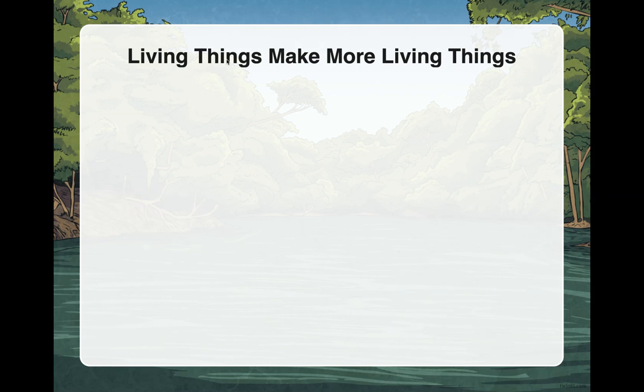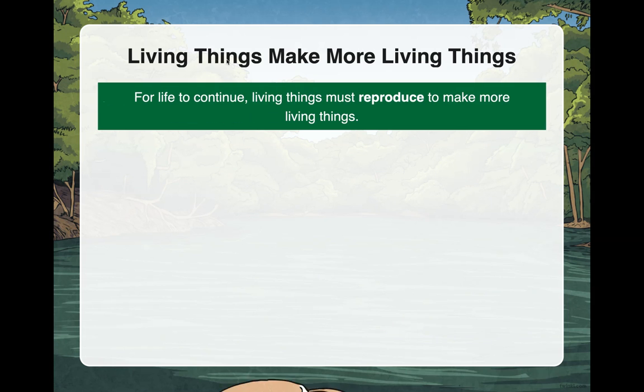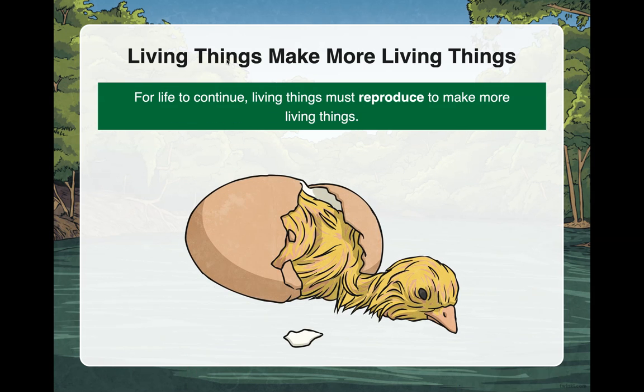Next, we know that living things make more living things, meaning they reproduce. For life to continue, living things must reproduce to make more living things. Go ahead and write the word reproduce in a different color or highlight or underline. That's a key word here, right? That's the second on our list. So the first one is must be organized in a structure, and number two is they need to reproduce.